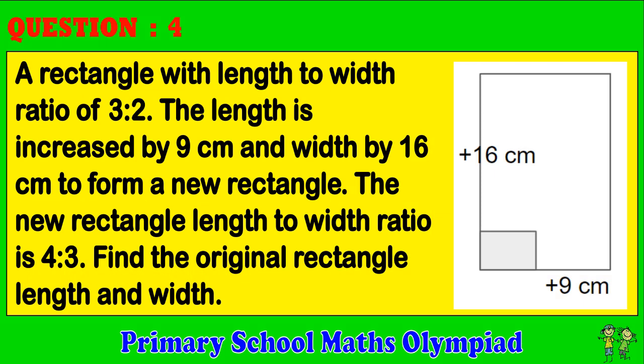Question 4. A rectangle with length to width ratio of 3:2. The length is increased by 9 centimeters and width by 16 centimeters to form a new rectangle. The new rectangle length to width ratio is 4:3. Find the original rectangle length and width.